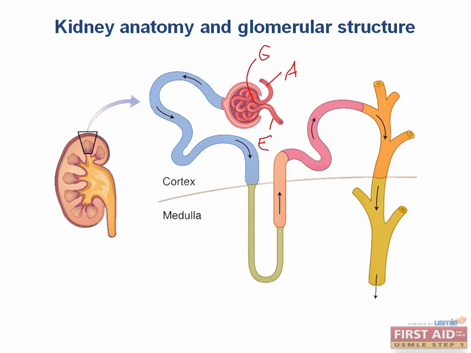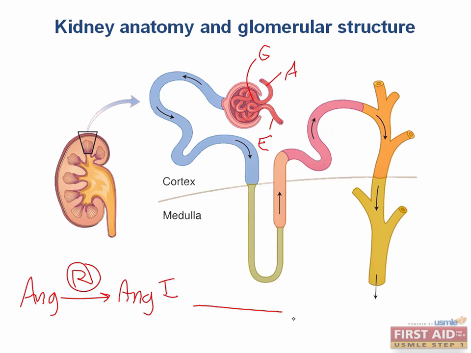Now renin is an enzyme that converts angiotensinogen to angiotensin 1. Angiotensin 1 will later be converted to angiotensin 2 in the lungs. Any idea what enzyme catalyzes the second reaction? Correct, angiotensin converting enzyme, or ACE.